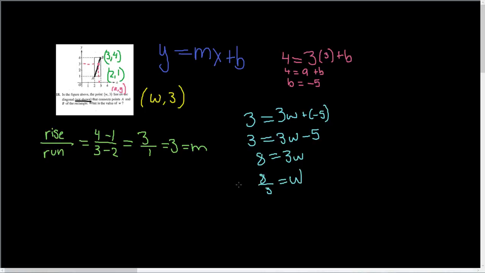So the point that lies on the diagonal with the y value of 3 would be (8/3, 3).